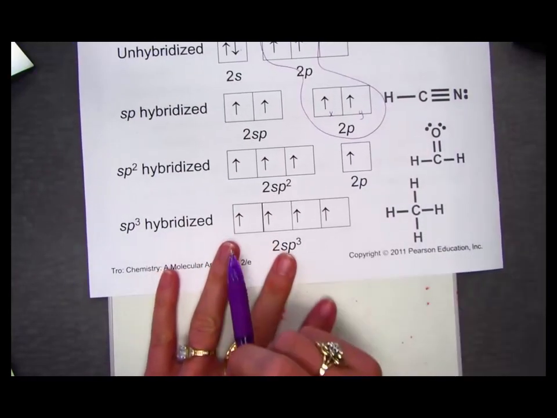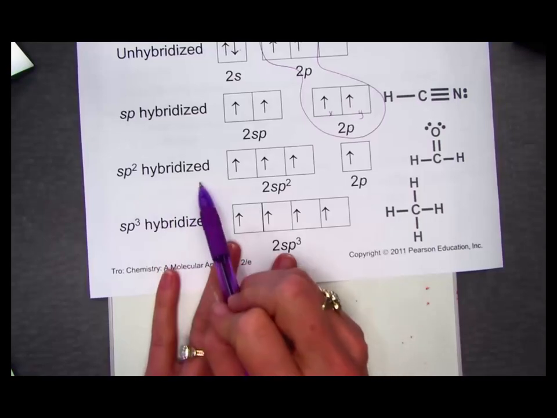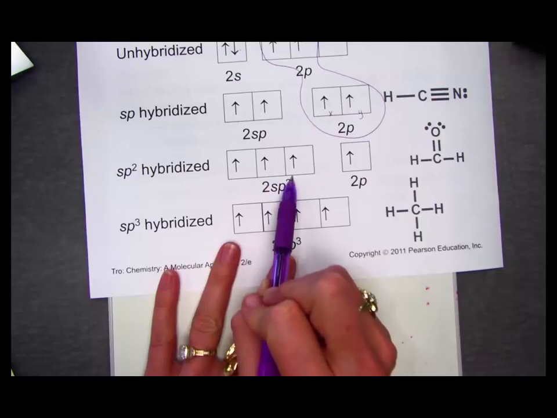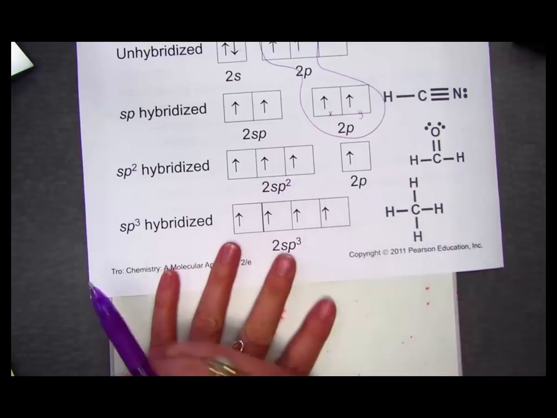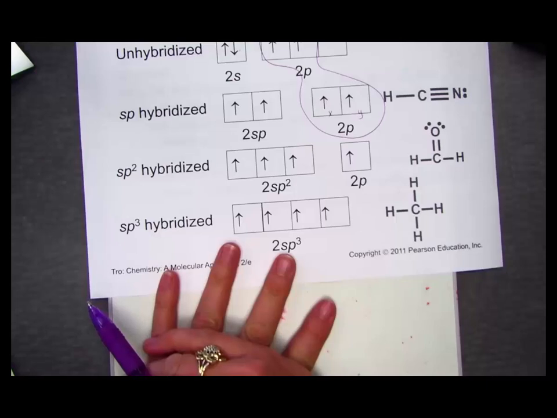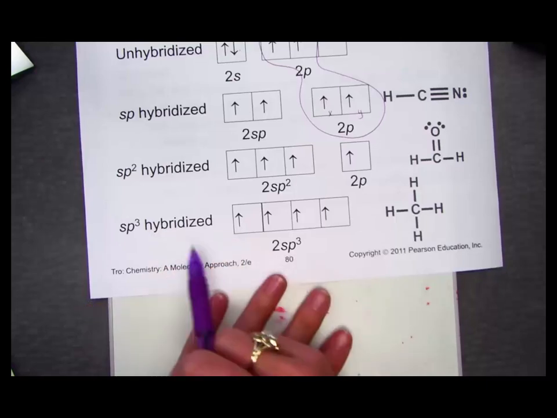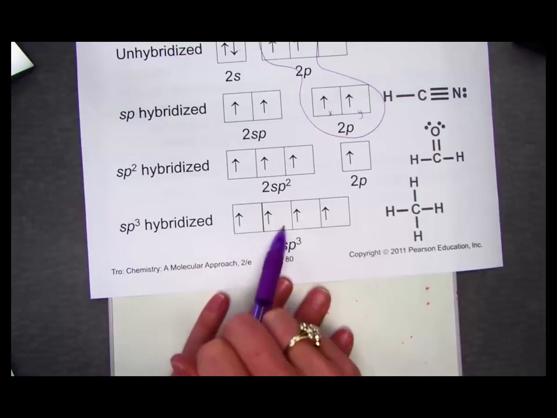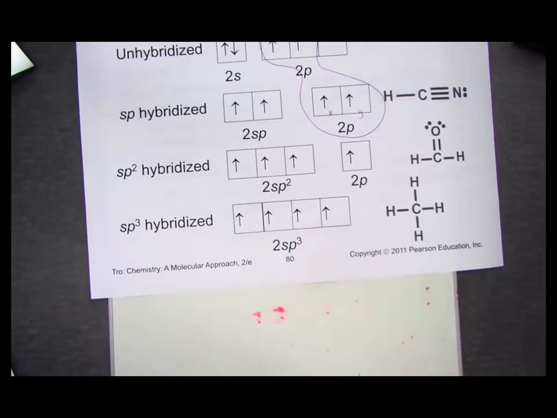Suppose an sp2 hybridized orbital. I can see 3 of equal energy, 1 left in a p sublevel. And sp3 hybridized: sp3 creates 1, 2, 3, 4 of equal energy levels.